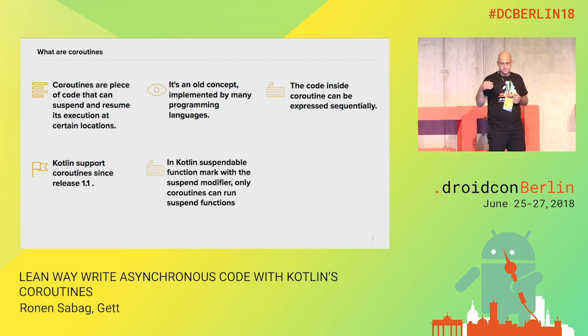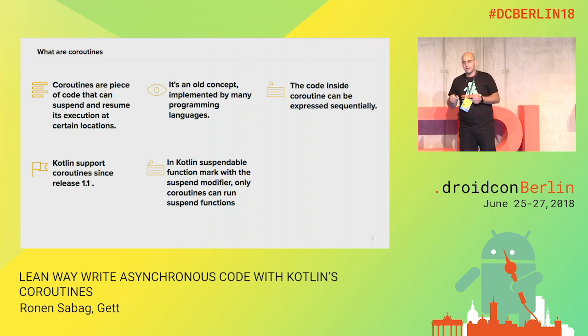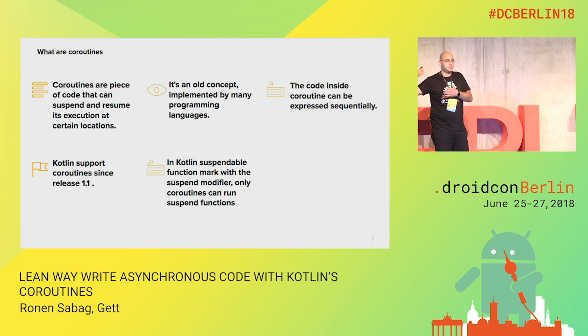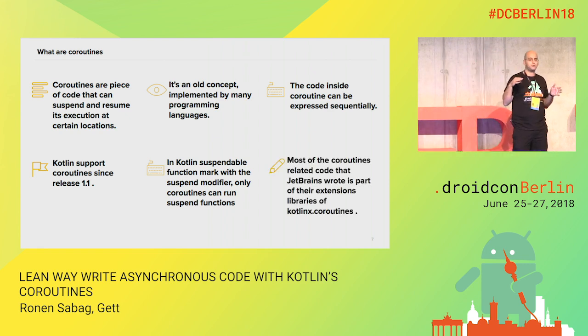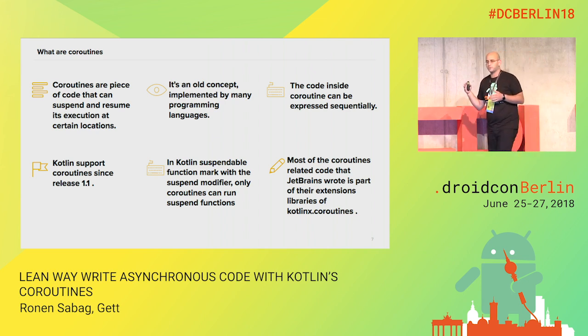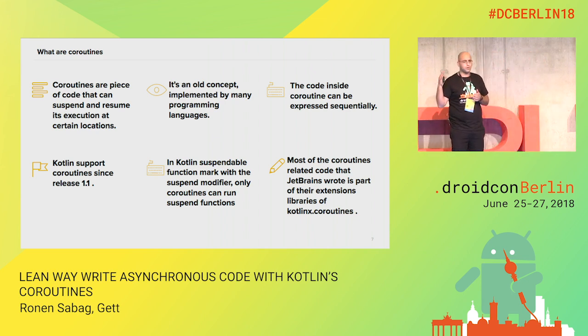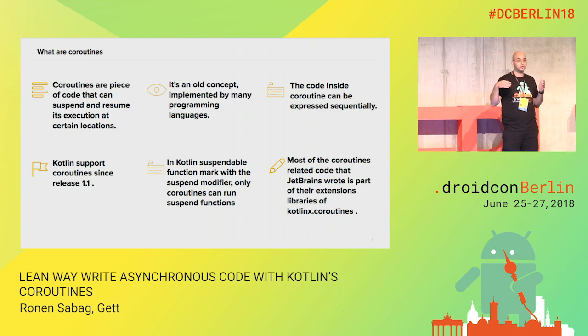In Kotlin, there are suspendable functions, which are marked with the suspend keyword, and only coroutines can run suspend functions. Like I told you before, each one of them is going to be translated to some state in the state machine. And by that, we can gain nice readability with coroutines. Most of the coroutines code written by JetBrains comes from an extension library called Kotlinx coroutines, and it's open source, and everybody can contribute to it. They do accept external pull requests.